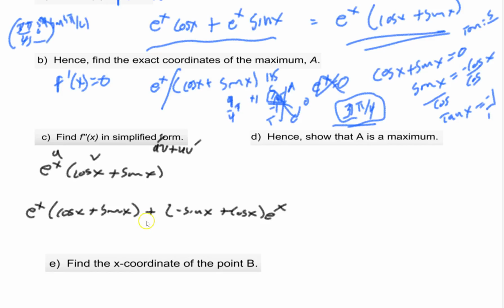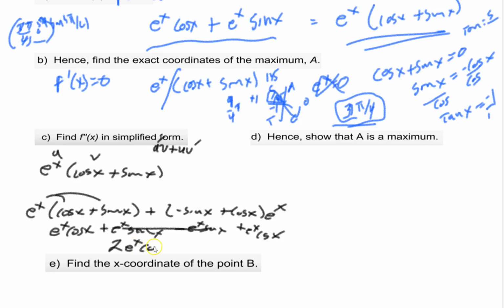So I get that. I can simplify it because they asked me to simplify it. E to the x cosine x plus e to the x sine x minus e to the x sine x plus e to the x cosine x. These cancel out. These are the same, so I'm going to get 2 e to the x cosine x. So that's it, simplified.